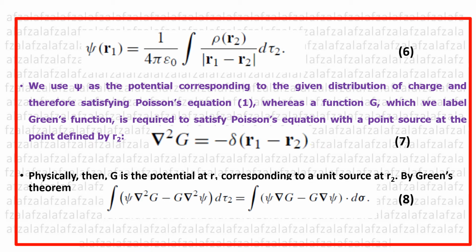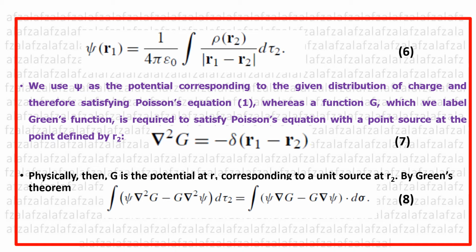Again we have Green's theorem, which we studied in other sections of mathematical physics, where it is given by the integral of psi del square G minus G del square psi, d tau, is equal to, converting a volume integral to a surface integral, the integral of psi del G minus G del psi, d sigma, where the right hand side is a surface integral which is bounding the volume given by the left hand side of the integral.